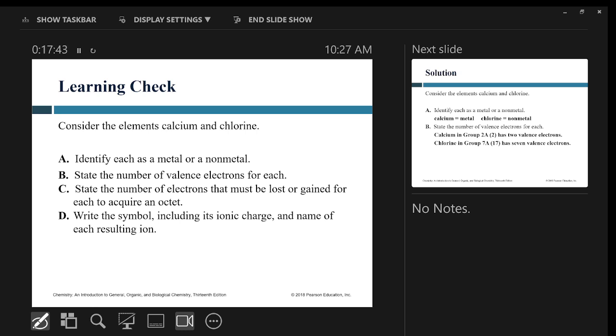Okay, so the next thing we're going to do is write the symbol, including its ionic charge and name of each resulting ion. So what is the ionic charge and name of each resulting ion if these 2 things react? How many electrons should calcium lose? It should lose 2. You got it. And that would leave it with what sort of charge? It loses 2 electrons. Electrons are negative, so it is 2 positive. Got it. Okay, and so we got the calcium so far, right? Ca. And it has a what charge again? Positive.